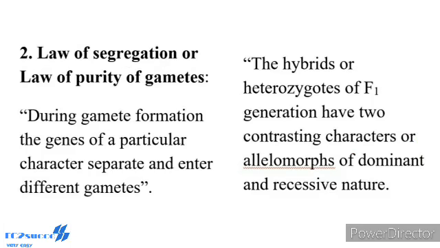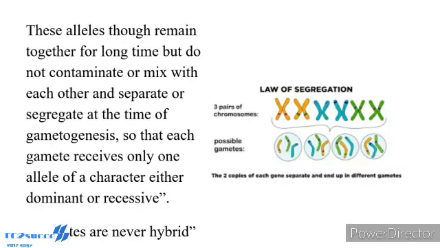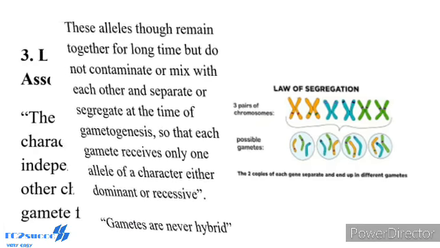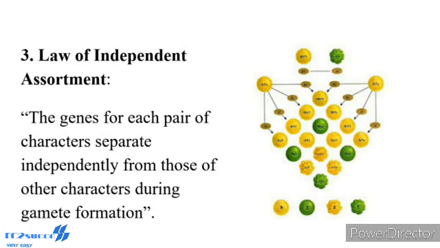During gamete formation, the genes of a particular character separate and enter different gametes. The hybrids or heterozygotes of the F1 generation have two contrasting characters or allelomorphs of dominant and recessive nature. These alleles, though they remain together for a long time, do not contaminate or mix with each other and separate or segregate at the time of gametogenesis, so that each gamete receives only one allele of a character, either dominant or recessive. So the second law means that gametes are never hybrid. Third law, law of independent assortment: the genes for each pair of characters separate independently from those of other characters during gamete formation.